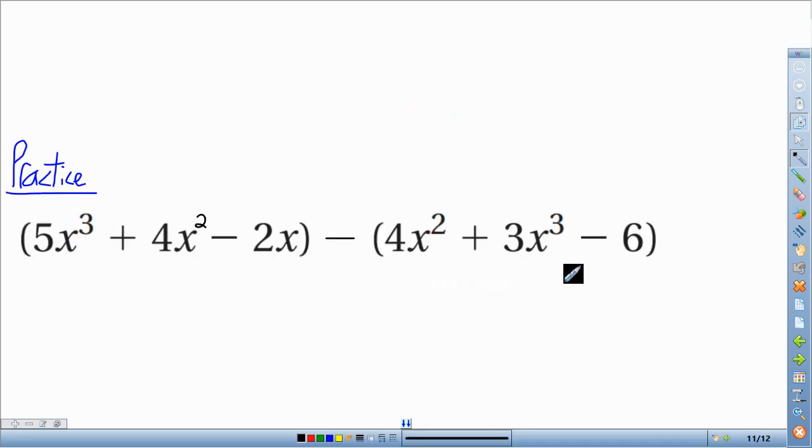So I'm going to have you guys try one of these out. Okay, go ahead and do the same idea with this one. Be careful. We have this minus sign here. You need to take care of that first before you start combining like terms. Okay, give it a try.